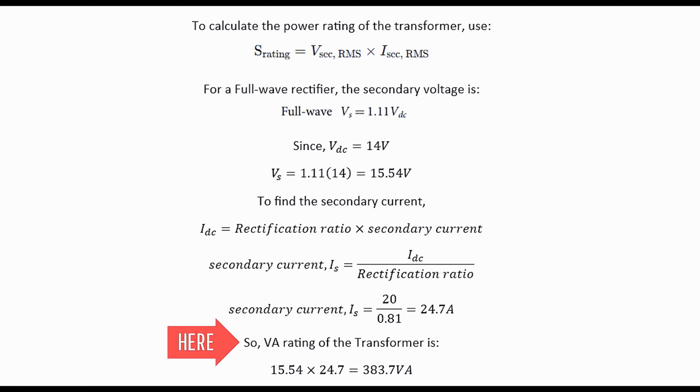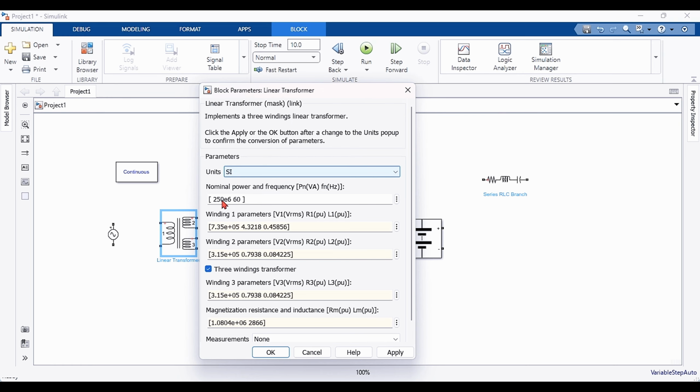To calculate the VA rating of the transformer, multiply the secondary voltage by the secondary current. This gives us 383.7 volt-amperes. However, we will choose a higher value for safety margin, because we are using an LC filter with a large capacitor and inductor, which will draw high power initially, before reaching steady state. So, set the nominal power rating of the transformer to 500 VA. Also, set the frequency to 50 Hz.